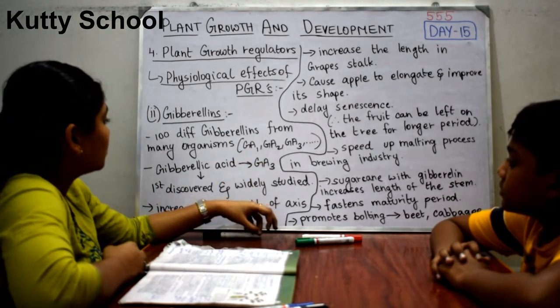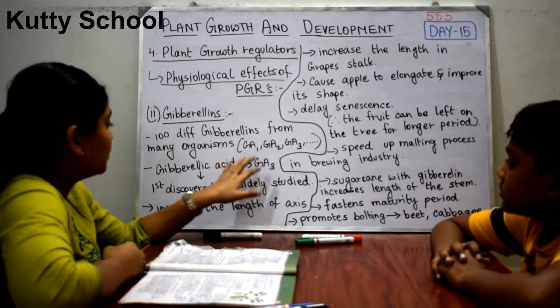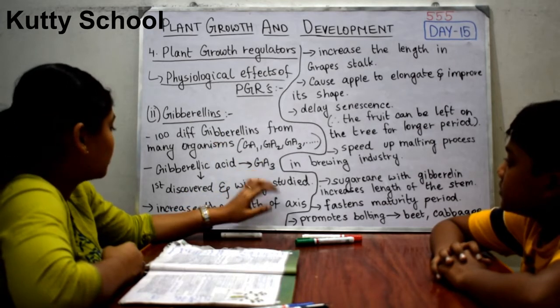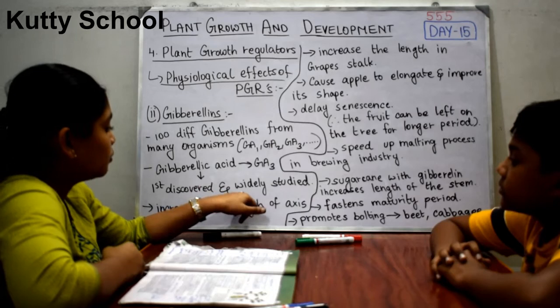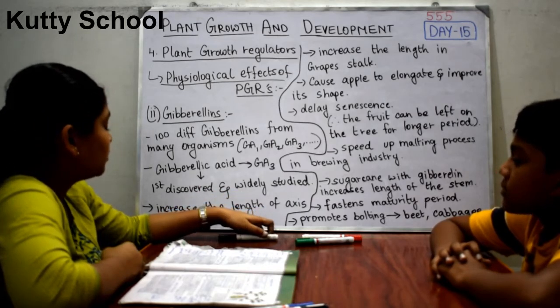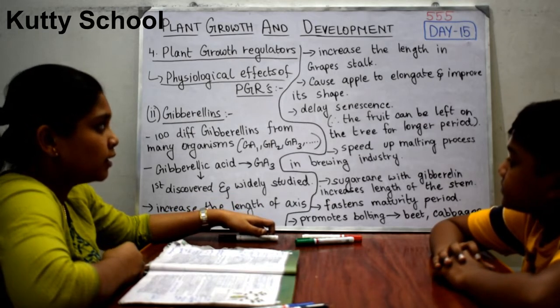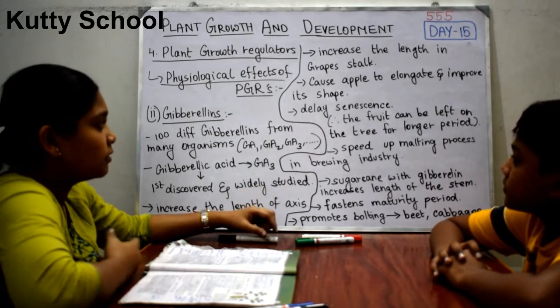The main gibberellin is gibberellic acid, which is GA3. This gibberellic acid was the first to be discovered and it was widely studied. These gibberellins increase the length of the axis. It is generally used to increase the length of fruits and stems and to increase the internodes and everything.